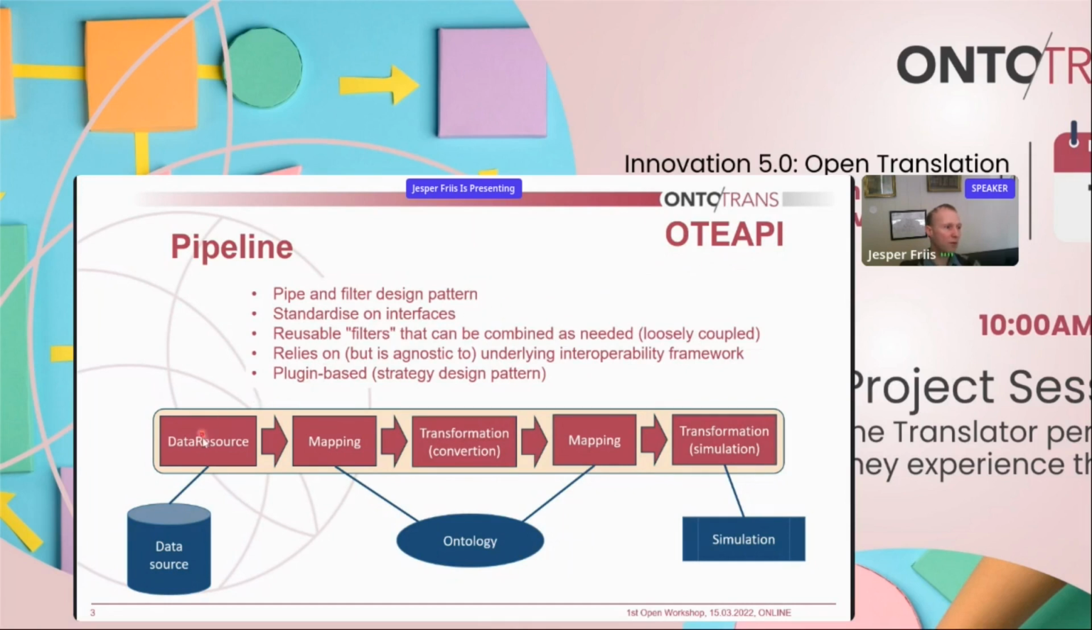And okay, for these filters, for instance a data resource filter, they can connect to many different data sources. There's also another strategy, called the strategy design pattern, another software design pattern that is used in order to achieve that.